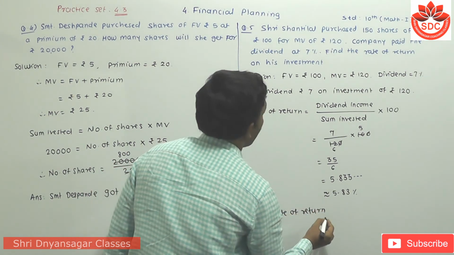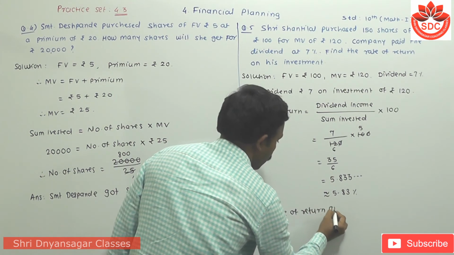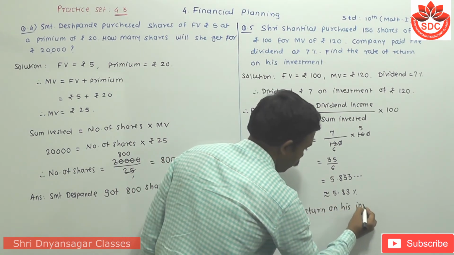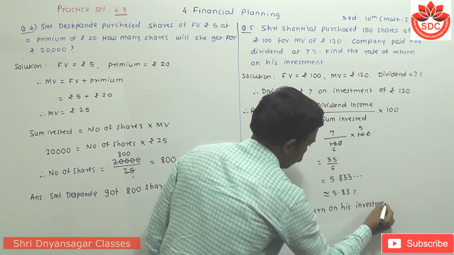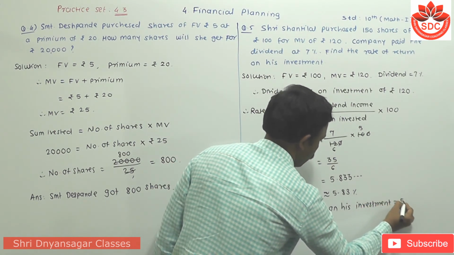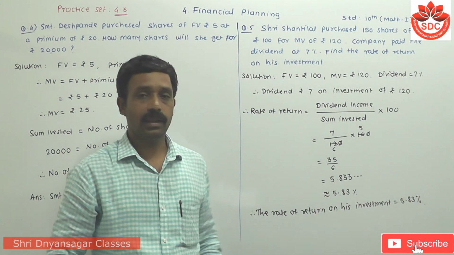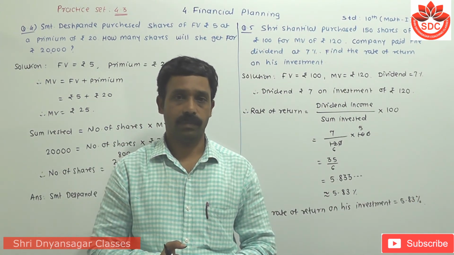Therefore, the answer in full sentence: therefore the rate of return on his investment is equal to 5.83%. Okay, we take the next question.